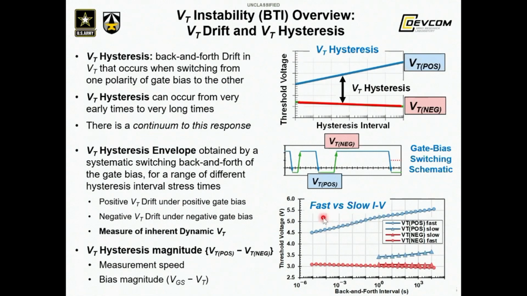In the bottom right, I'm showing the effect of measurement speed. So for a fast IV, we see this very large hysteresis envelope, whereas for a slow IV, it's much smaller, with the low side being very close to the low side of the fast IV envelope.